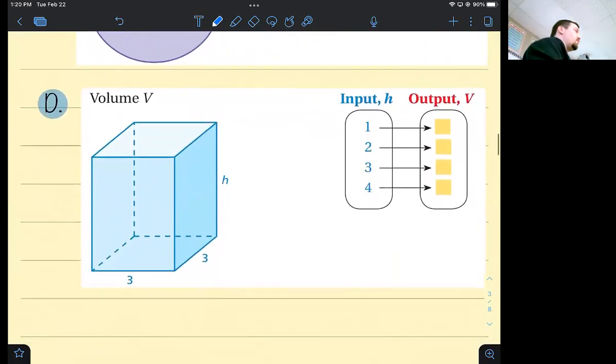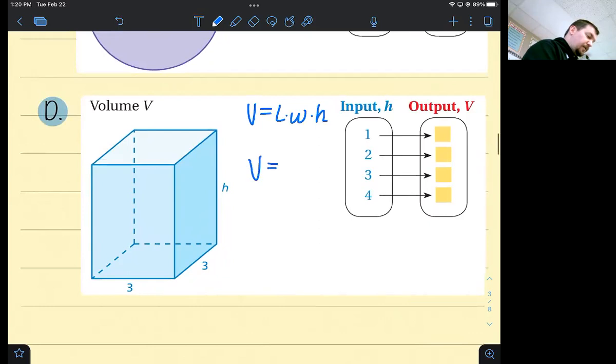How about this one? What's a function rule or equation we could write for the volume of this rectangular prism? For this one, I'll give you a hint. The formula that you would use for any rectangular prism is capital B H, capital B, of course, being length times width times height. Now, we know what the length and width is. So what can we simplify those two to, Maddox? Exactly. The volume is just going to be 9 times h because the length and width are both 3.